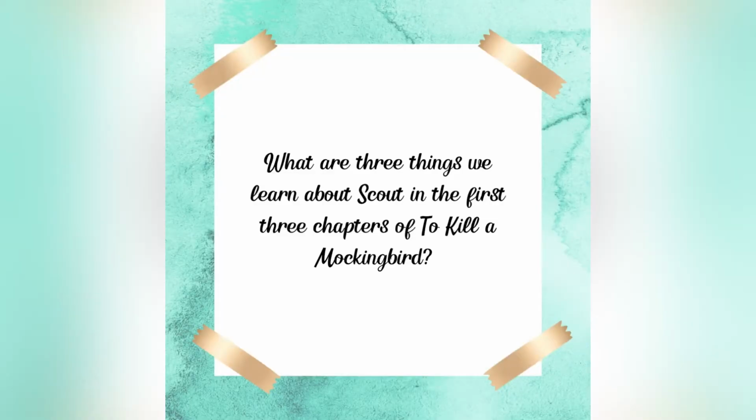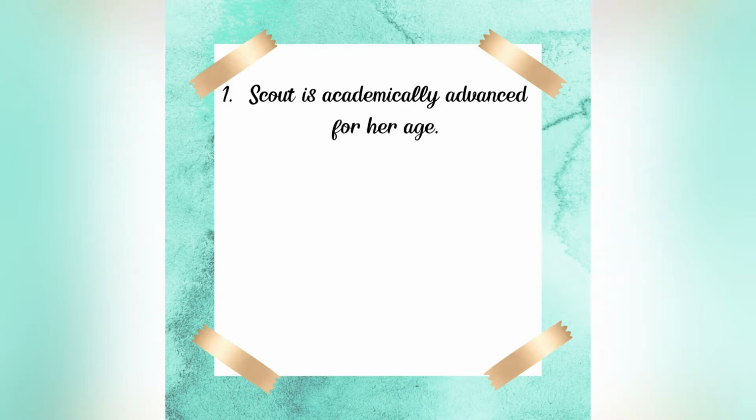Let's go. Many persuasive writing assignments begin with a question, and some of those questions involve characterization like this one. What are 3 things we learn about Scout in the first 3 chapters of To Kill a Mockingbird? So how would we go about answering this question? First, we'd start with our argument. Number 1, Scout is academically advanced for her age.